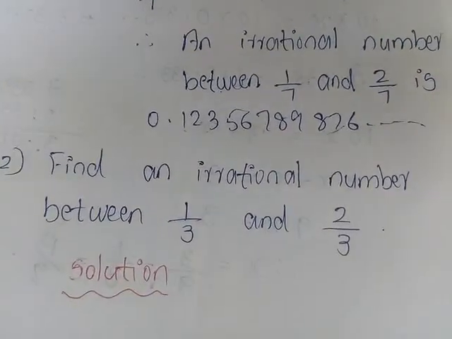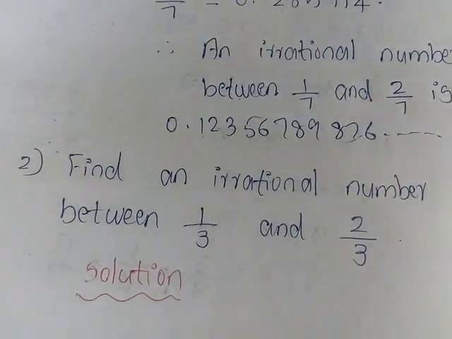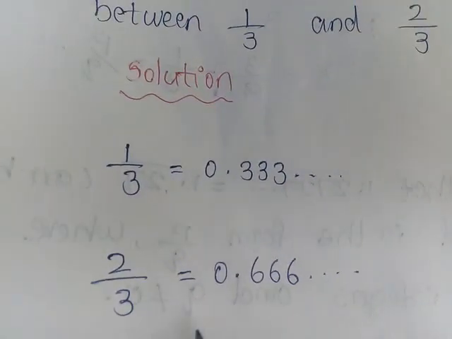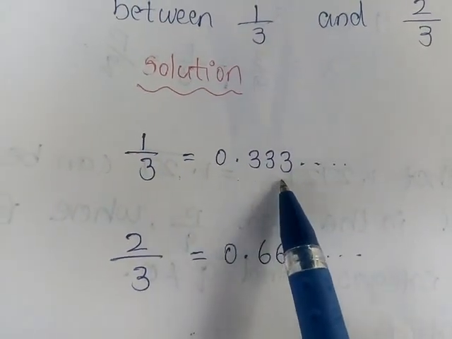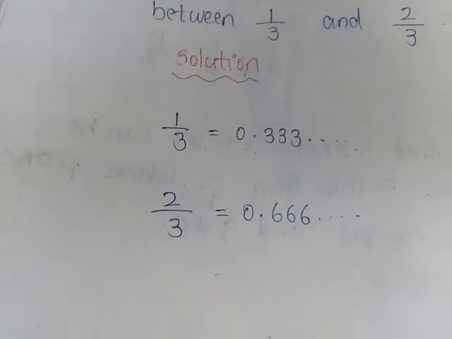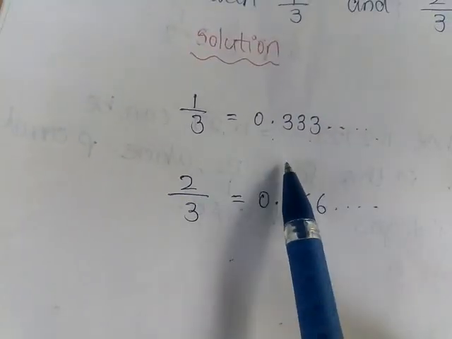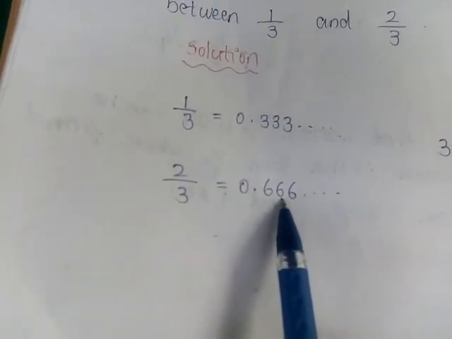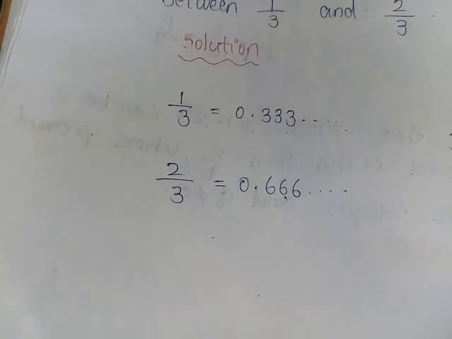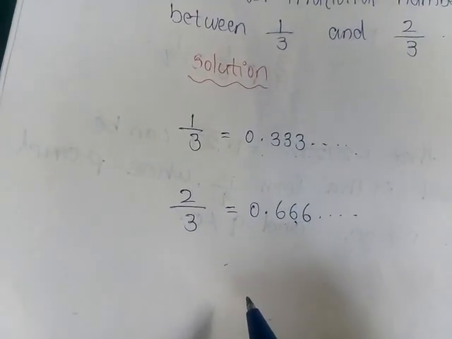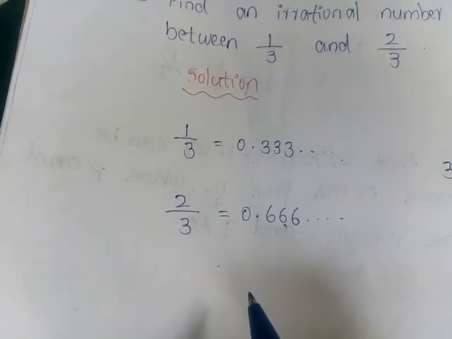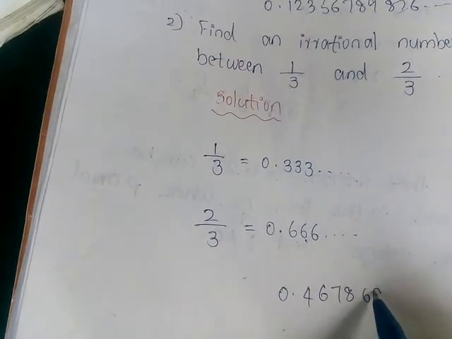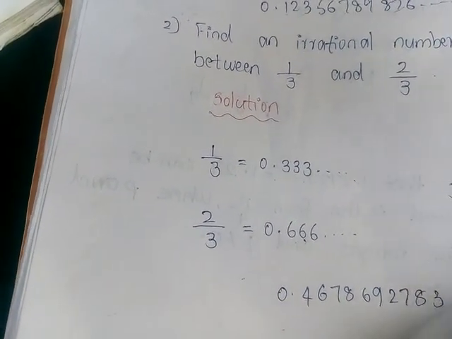One more example. Find an irrational number between 1 by 3 and 2 by 3. First you need to find the decimal form of 1 by 3 and 2 by 3. 1 by 3 is equal to 0.333 etc. 2 by 3 is equal to 0.666 etc. In between 0.3 and 0.6, you need to select any irrational number. That's enough. Therefore, an irrational number between 1 by 3 and 2 by 3 is 0.4678692783 etc.